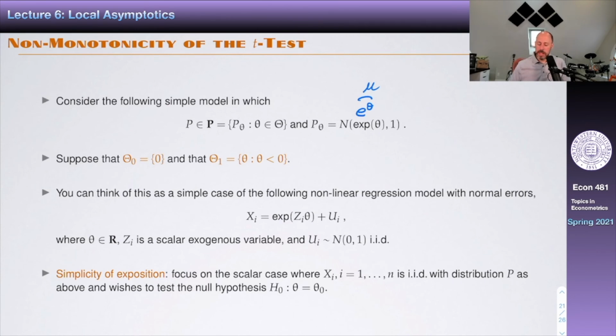But we're not going to think about this more sophisticated thing because you can get the same result. Today we're just going to focus on testing this simple problem where you get draws from a normal, but for whatever reason you care about theta when the mean is e to the power theta. Again, why? Because we're trying to introduce nonlinearities in the simplest way possible. For simplicity of exposition, focus on the scalar case, psi with distribution P as above, and you wish to test whether this is equal to some theta naught, which is going to be 0 later.